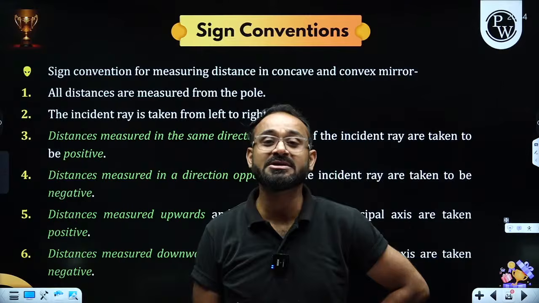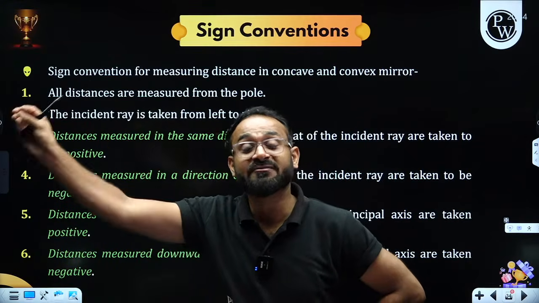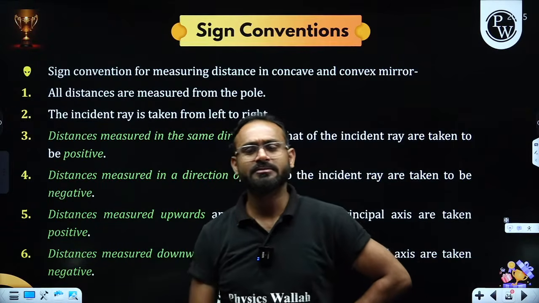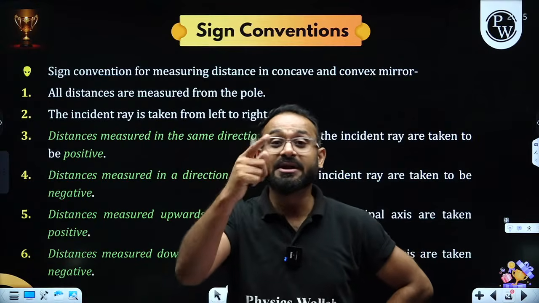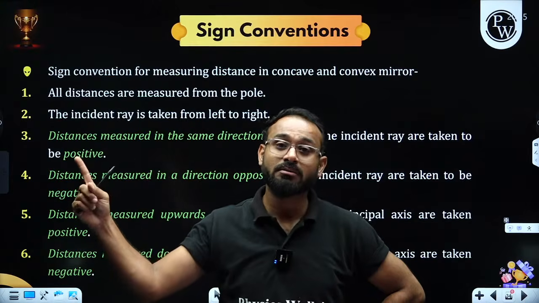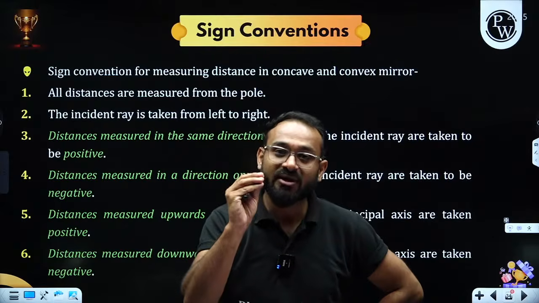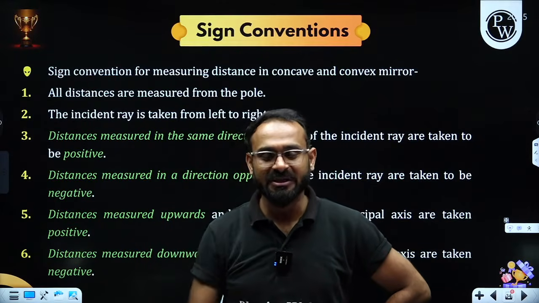What are we going to consider? The object is always kept at the left side of the mirror. Now you can adjust your mirror in such a way, but what consideration are we going to take? Object will always be on the left hand side, sir. No doubt. Such a consideration is taken, and based on that, the sign convention is given.